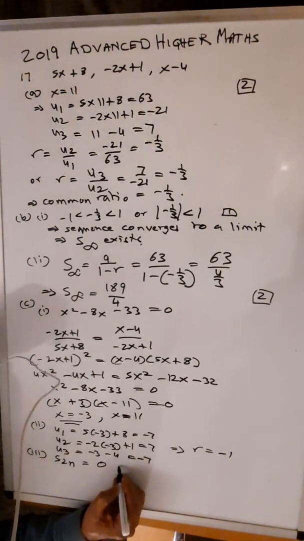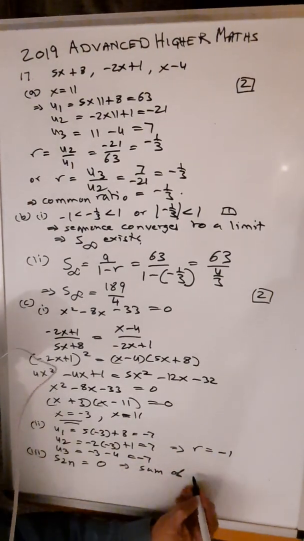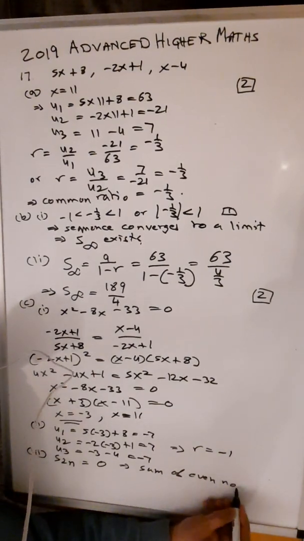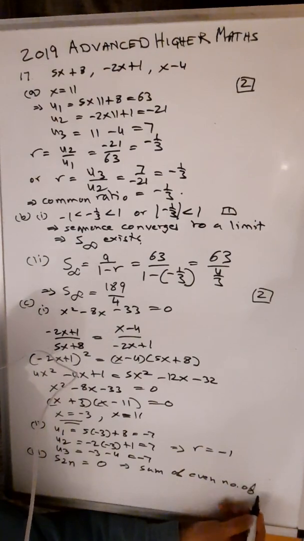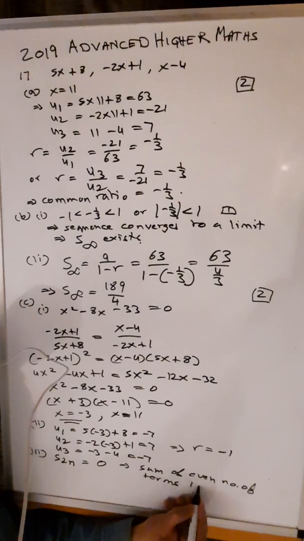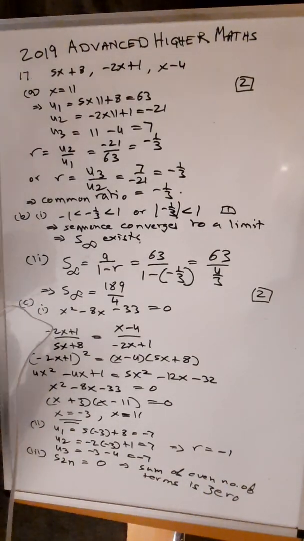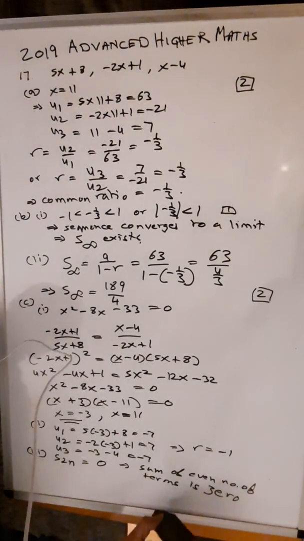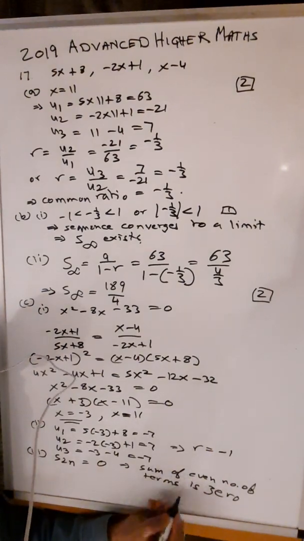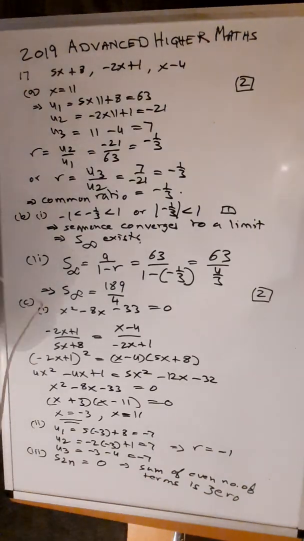So that's because the sum of an even number of terms is 0, and that's what's happening here. S2n is an even number of terms. That's part 3. That's the end of this question.